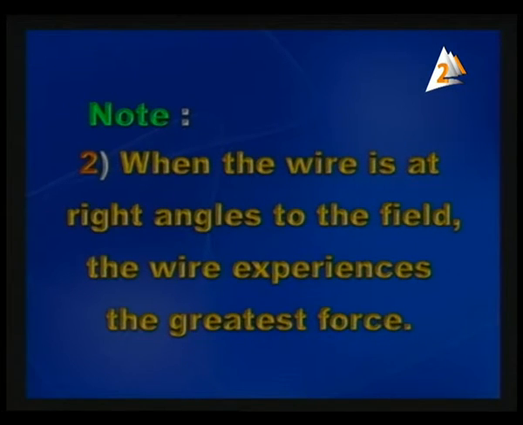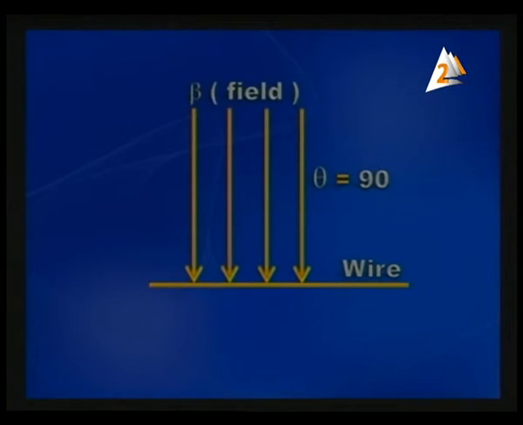And what about when the wire is at right angles to the field? If the field makes an angle of 90, the wire experiences the greatest force. The wire makes an angle of 90 with the field, then the force is just BIL, as sine 90 equals 1.